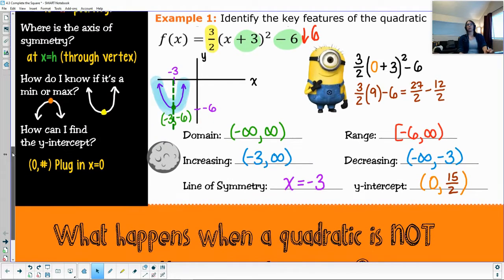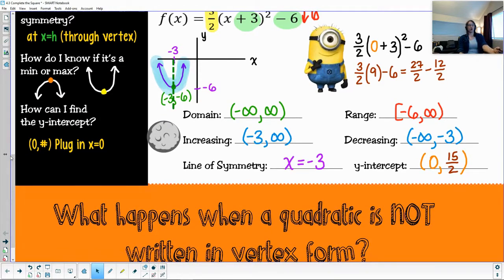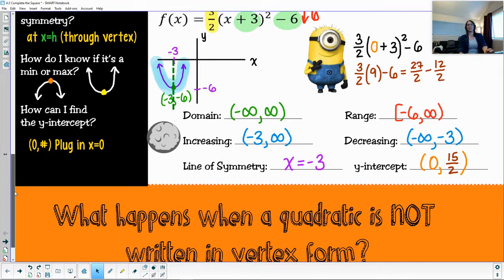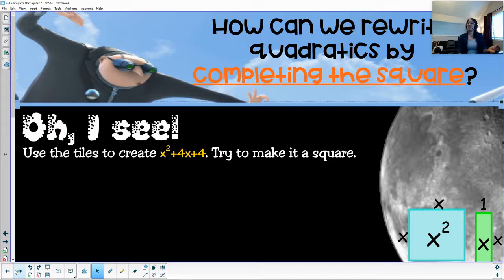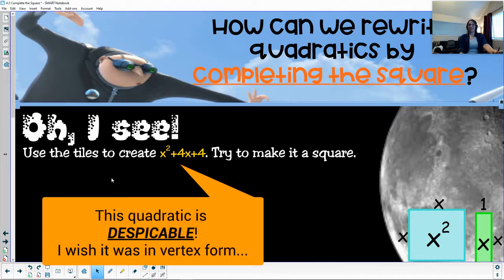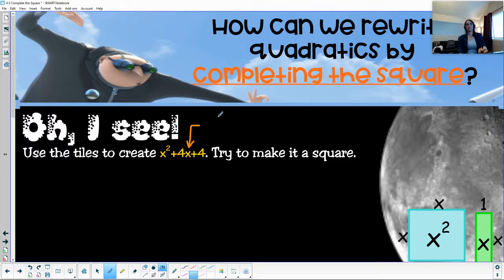So the hard part is, what's going to happen when these quadratics aren't written in vertex form? How am I going to graph these in a really easy way? Well, there's a process for that. It's called completing the square. This allows us to rewrite a quadratic that's in standard form into vertex form. So standard form is kind of what this is right here.